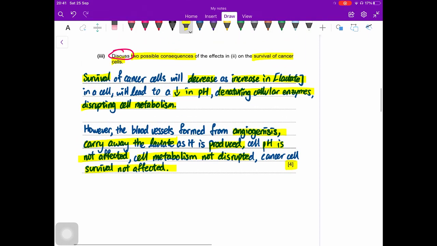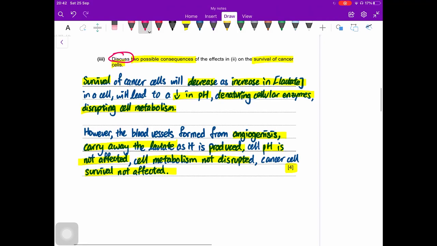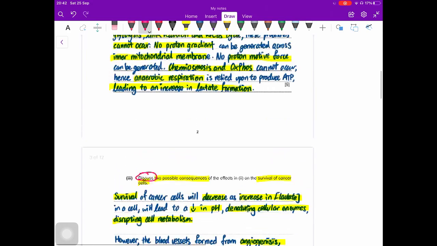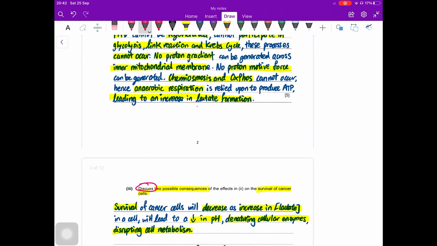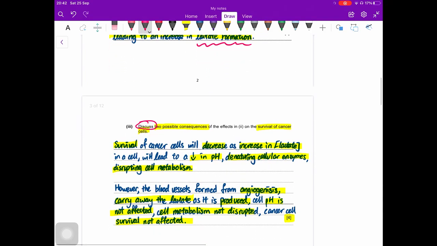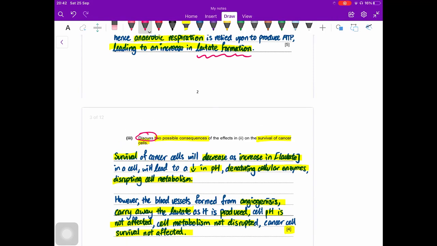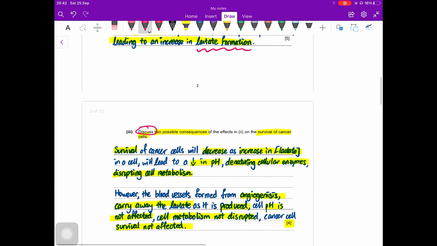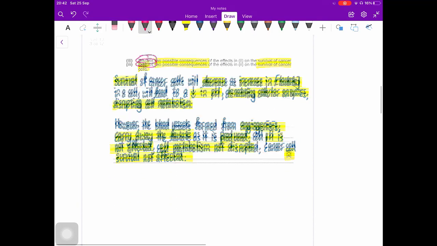So for this question, it's kind of unique because you're talking about your two possible consequences from the above. So if at part 2, you could not identify that there's an increase in lactate formation, you'll not be able to get the next 4 marks, which is kind of a pity, but sometimes you just get these kinds of papers. So you hope that you get nicer questions in the A levels.